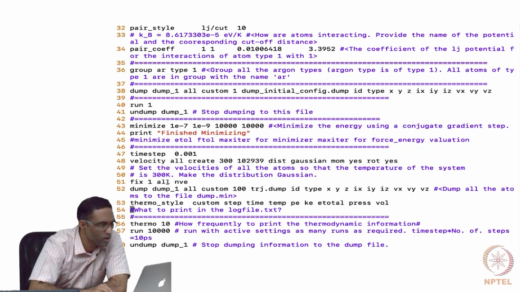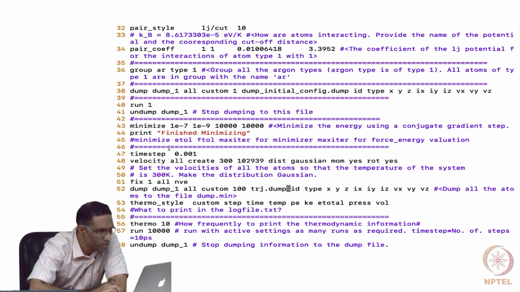And during the process of integration, I want to dump once again the positions and the velocities of all the atoms in the system, and I want to do it every 100 steps, in a file called trj.dump.